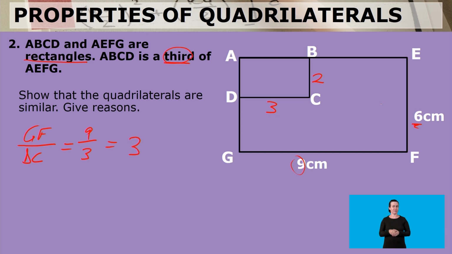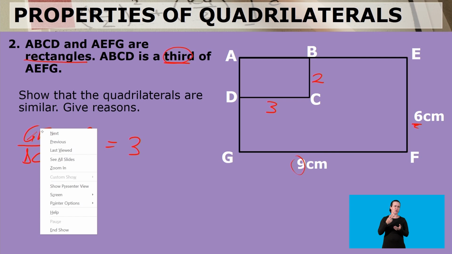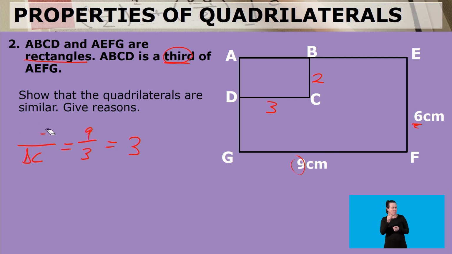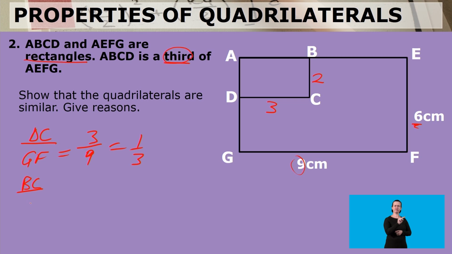And then look at the next one. What would happen if we swap them around? For interest's sake, let's rewrite that and swap them around and see the outcome thereof. So we would use DC divided by GF, and we'll have 3 divided by 9, which gives us a third when we divide both the numerator and the denominator by 3. So it gives us a third. Let's look at the next one, BC divided by EF, and it gives us 2 divided by 6.